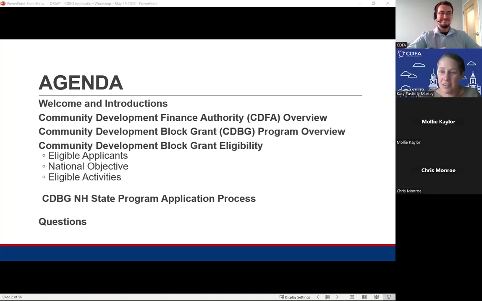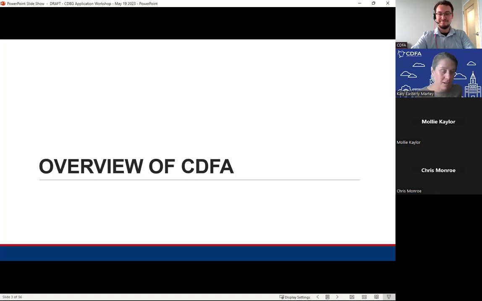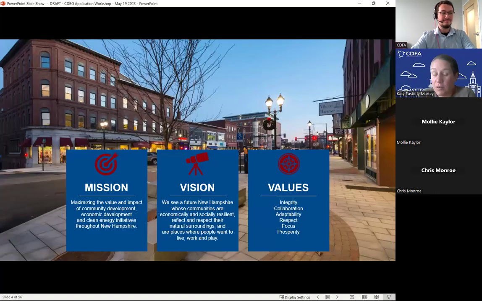Thank you so much, and it's great to have you all here today. I am going to give you a little bit of an overview of CDFA. CDFA is a public organization that serves all of New Hampshire. Our mission is to maximize the value and impact of community development, economic development, and clean energy initiatives across our whole state. We see a future in which New Hampshire communities are economically and socially resilient. They reflect and respect their natural surroundings and are places where people want to live, work, and play. We work to align CDFA's resources to the evolving community and economic development needs across New Hampshire.